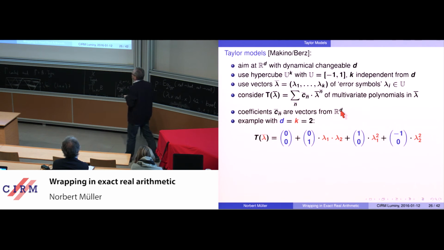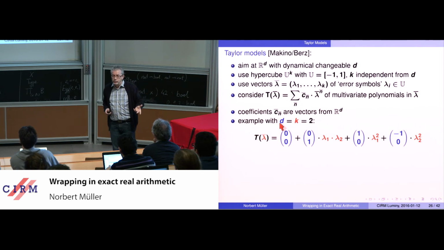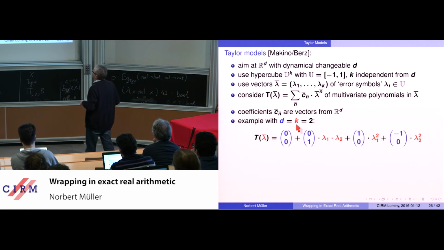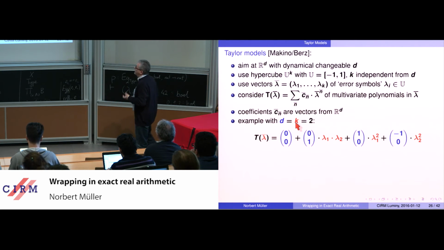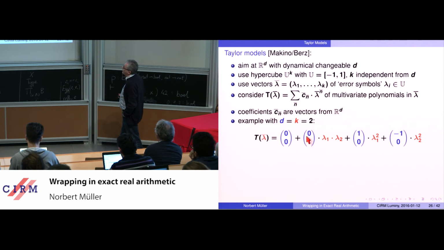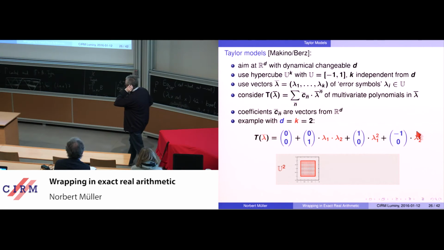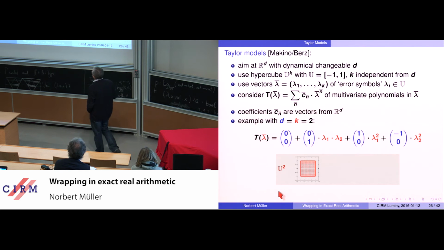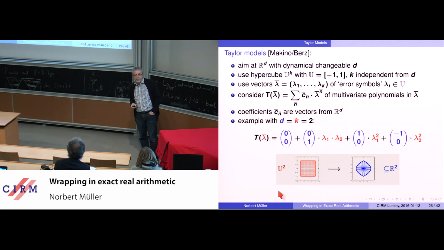As a simple example, dimension 2, we want to address dimension 2, so pairs of real numbers. Our error symbols, we just take 2 of them, so in this case they are the same. And let's just take this polynomial with these 4 coefficients, the basic coefficient, and then it's lambda1 times lambda2 in the y component, and the x component it's 0, and so on. If we take this and map it, then what is the result if we apply t to the unit square, so this hypercube here, then it will give us exactly the set that we had before.